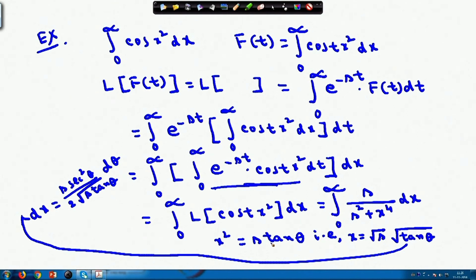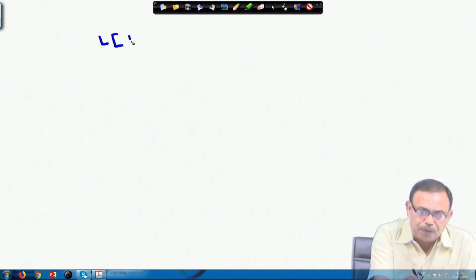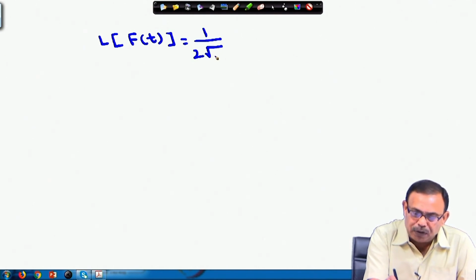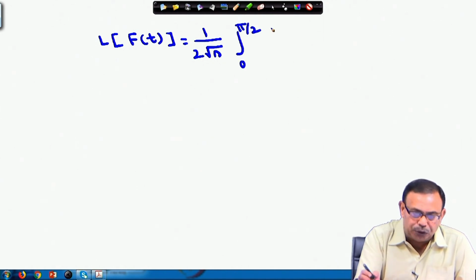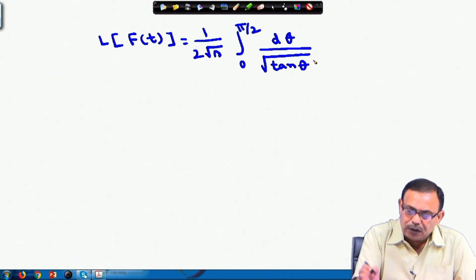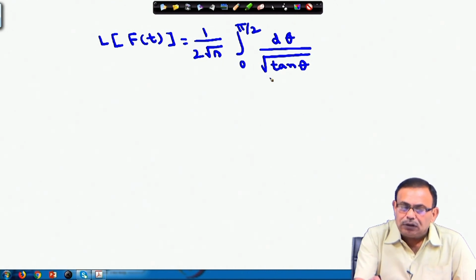Effectively, I am doing this so that I can obtain a much simpler form for which I can obtain the solution. So, using this, your next step is the Laplace transform of f(t). This equals 1 by 2 root s, from the earlier one. I can write down, your limit will be changed to 0 to pi by 2, d theta by root over tan theta.